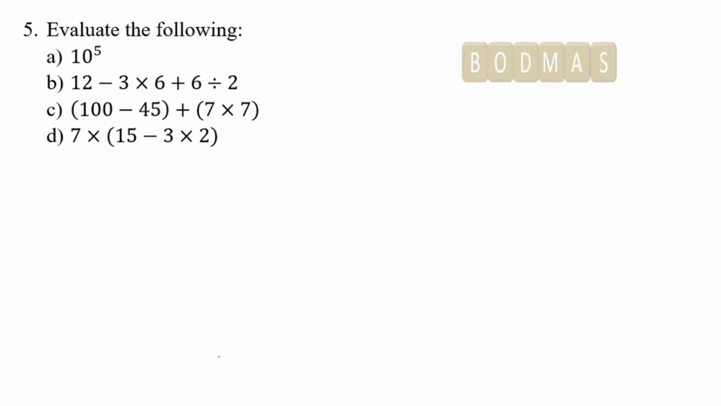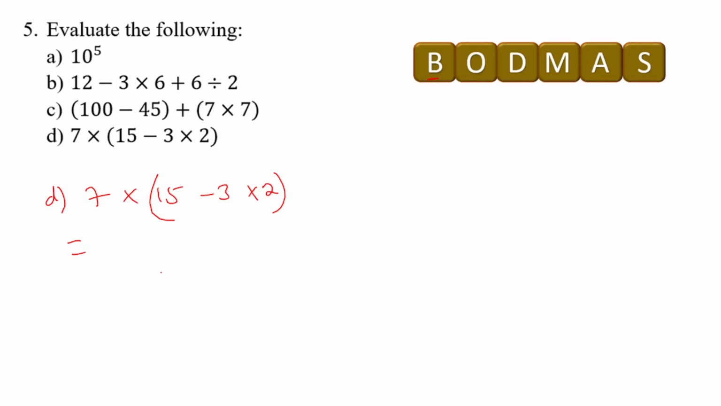Okay, then the last one, we're going to start with the bracket. So it's going to be 7 times, but in the bracket, we have multiplication and subtraction. So we're going to start by multiplying. So it's going to be 15 minus 6, like that. And then 7 times, what is 15 minus 6? That is 9. And then 7 times 9, that is 63.